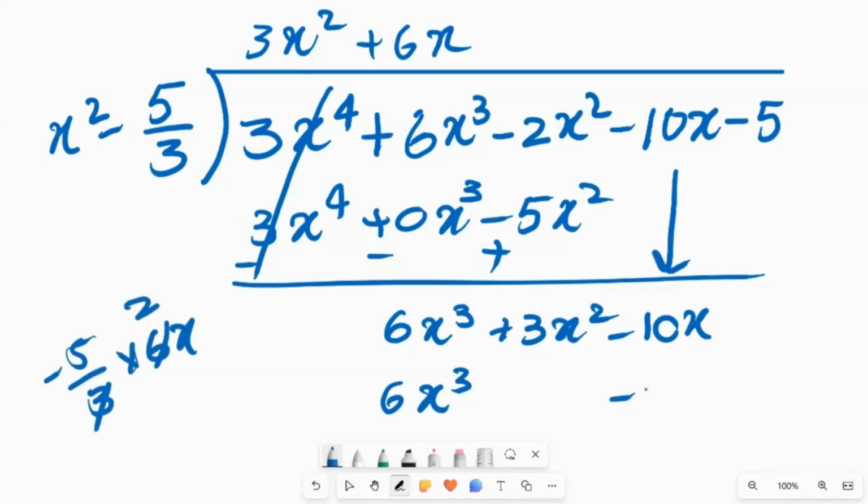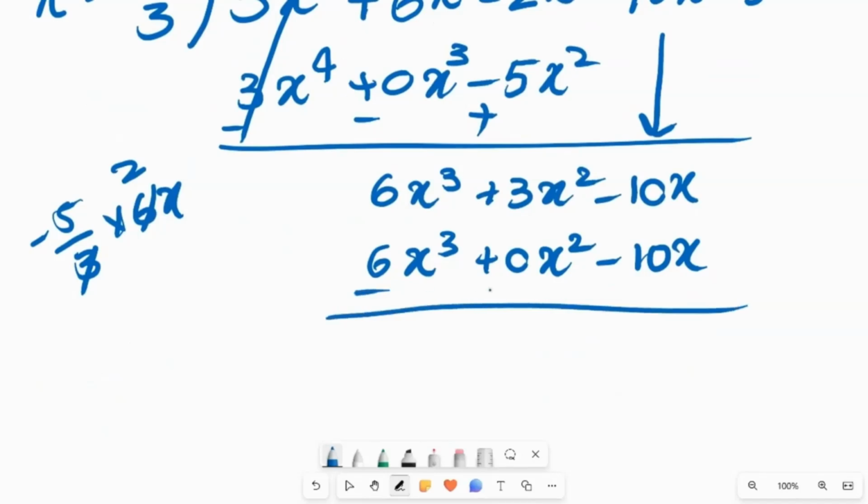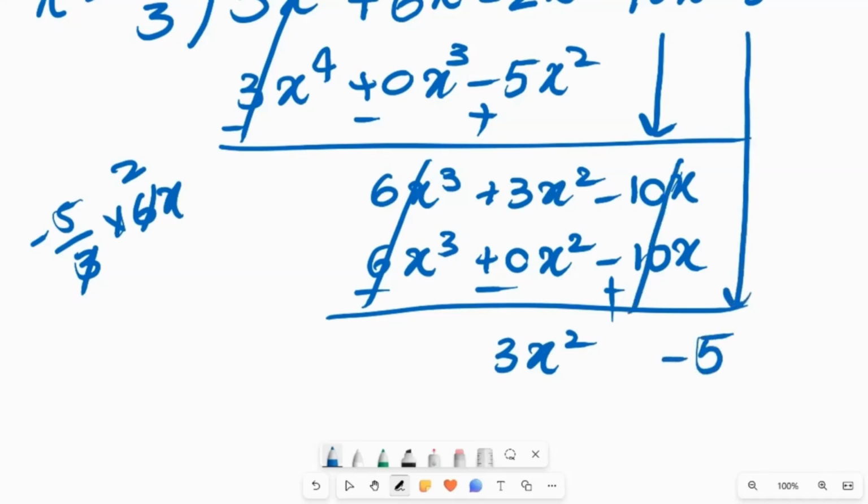So it would be minus 10x, right? So this would be minus 10x, and this would be 0 x square. Now change the signs, minus minus plus. This would get cancelled. This would be 0 x square, so 3x square. So plus 10x minus 10x would be 0. And last we have minus 5 here.